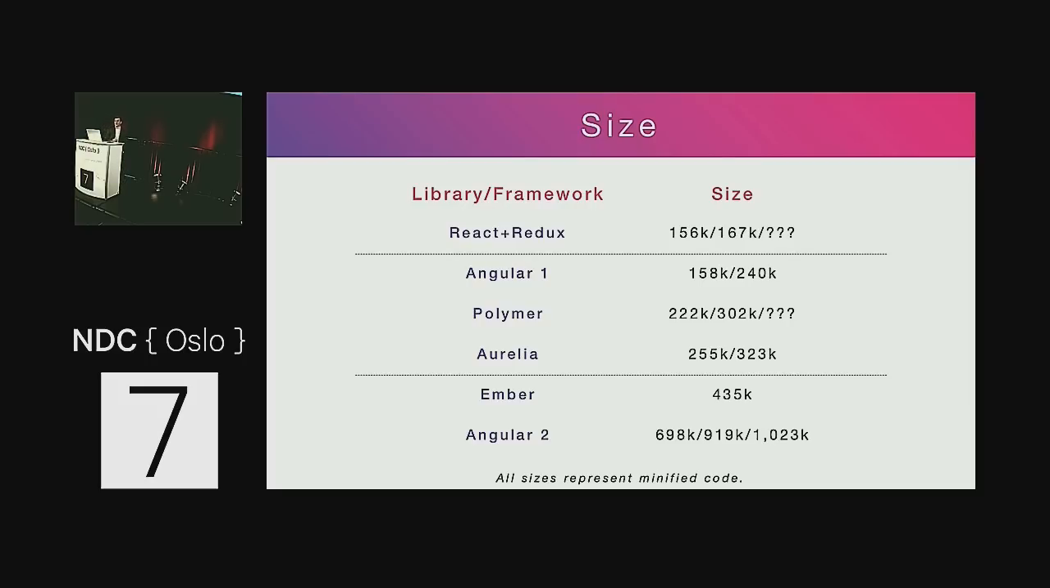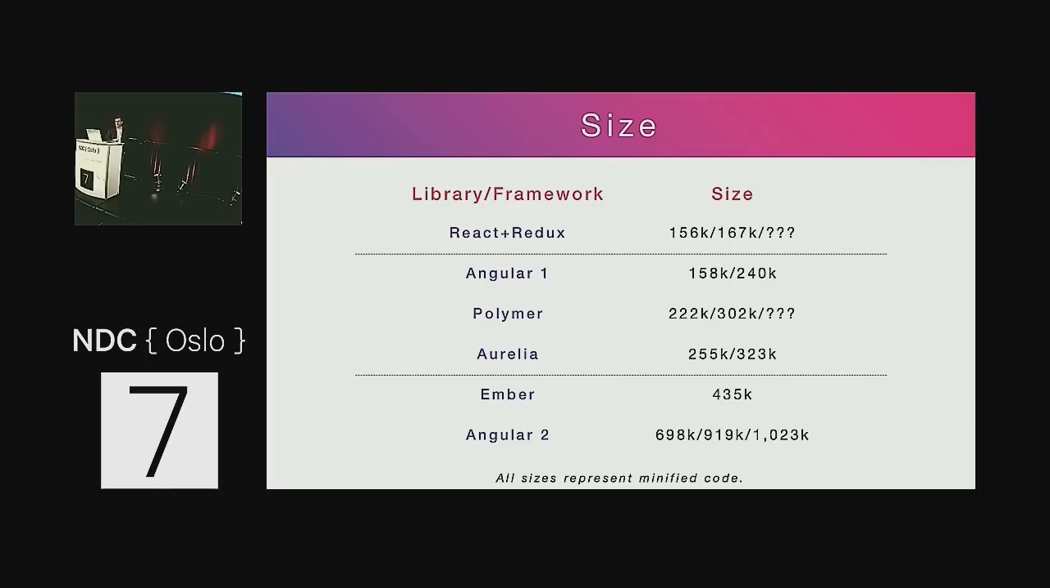When you move up to Polymer, it's getting a little bit larger. 222 is sort of their minimal version based off of their light polyfills. 302K is using a more extensive spec-compliant polyfill. And the question marks in this case indicate the fact that this doesn't include a router, an HTTP client, or an animation system. So you can see how we went up in size from Angular 1 to Polymer, but we went down in feature set. Okay? So these are things that are important to realize with the frameworks.